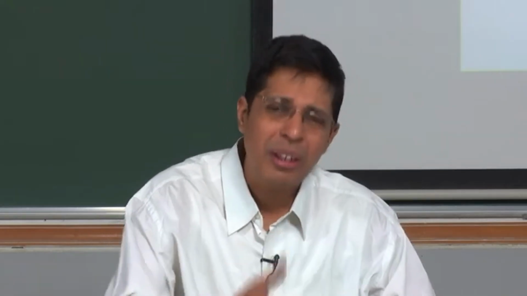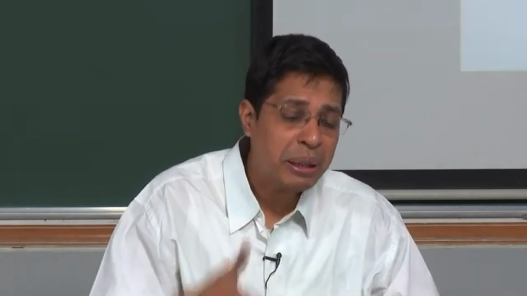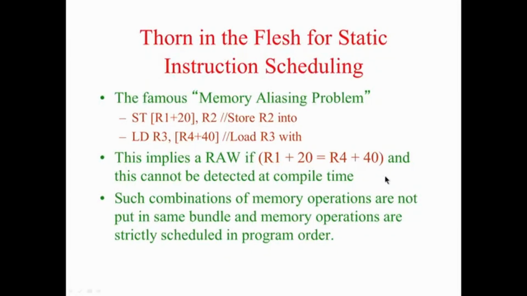Today we do not see many of these VLIW machines, so I will not put a lot of time on trying to see their architecture, but in an introductory course of this nature, we will have an introduction. Okay. Now there is something much more complex that happens in static instruction scheduling. This problem that I am going to describe now is called memory aliasing, okay, and this is something which static instruction scheduling cannot handle.